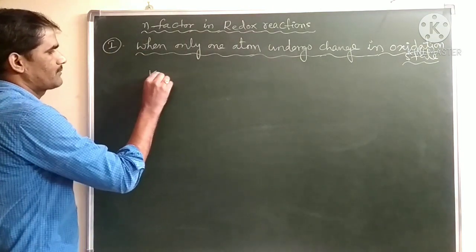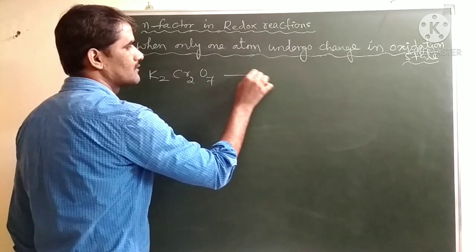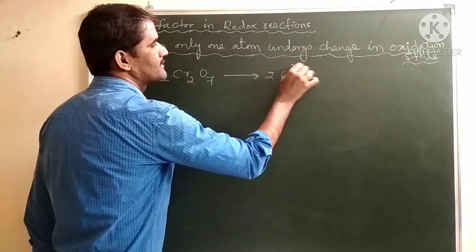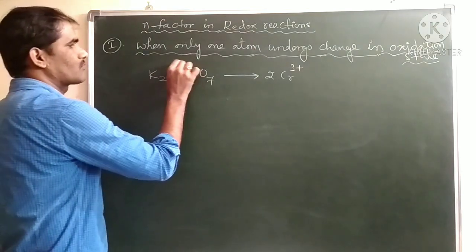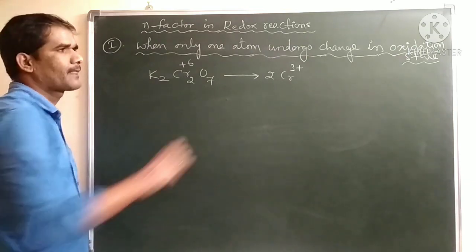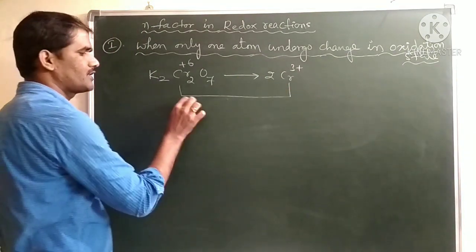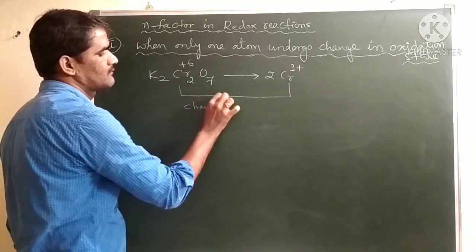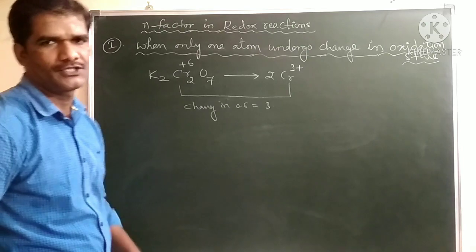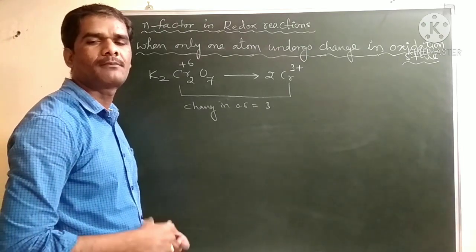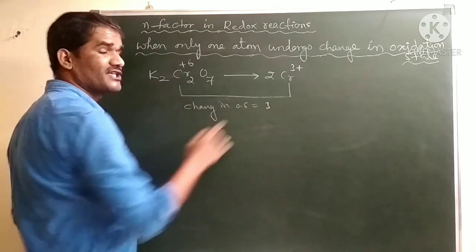Let us take potassium dichromate, giving chromium 3+. What is the N factor for potassium dichromate here? The oxidation state is +6 and here it is +3. The change in oxidation state is 3. But we have taken the definition that N factor is the total number of electron transfer per molecule. Here for one chromium the oxidation state change is 3.